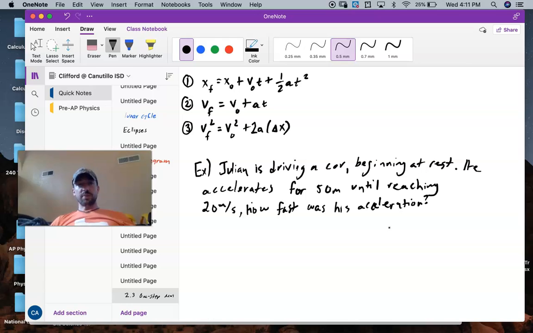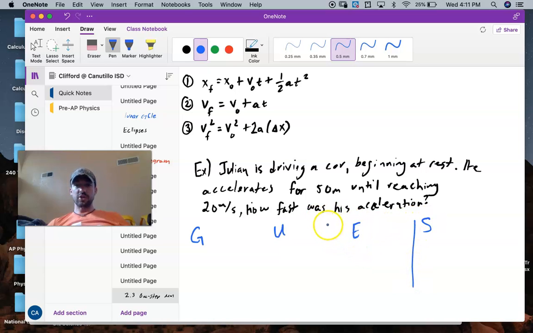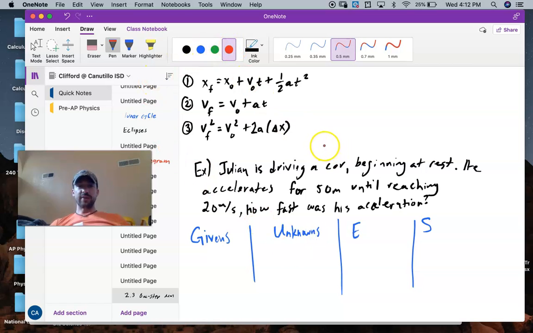Okay, so I do these problems through something I call the guess method. Why I call it the guess method is it's G, U, E, S. This is an acronym to remember what you should be doing and when. Okay, so the first two letters of the acronym here stand for givens and unknowns. Okay, and that's what you got to do first. So let's label our givens and unknowns.